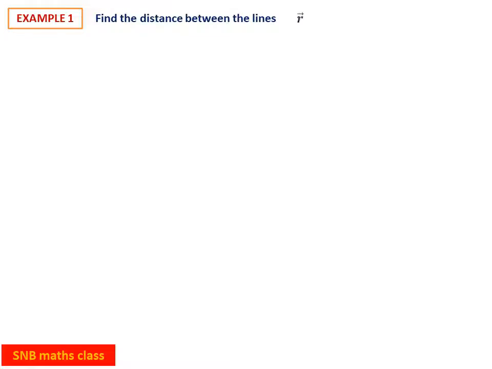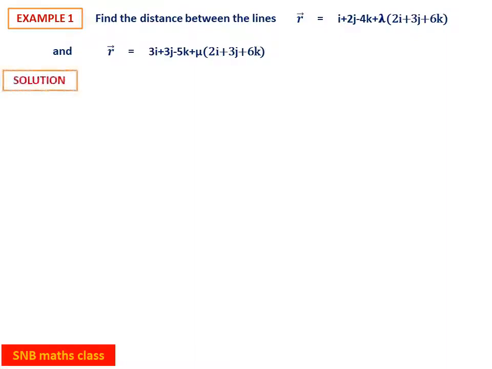Example 1. Find the distance between the lines r equal to i plus 2j minus 4k plus lambda times 2i plus 3j plus 6k and r equal to 3i plus 3j minus 5k plus mu times 2i plus 3j plus 6k. The moment you observe the equation of the two lines, immediately you can decide one thing. These two lines are parallel because in the first line it is lambda times 2i plus 3j plus 6k. In the second one it is mu times the same vector 2i plus 3j plus 6k. So the lines are parallel. This is the first thing you have to observe.